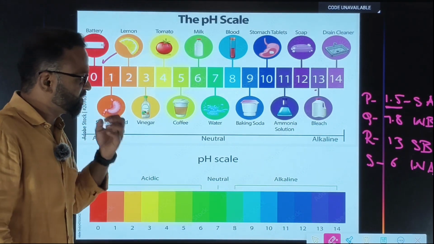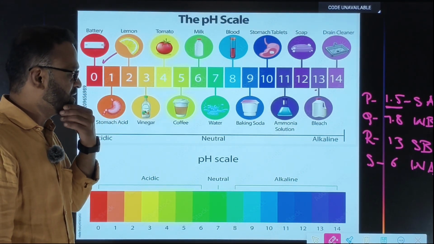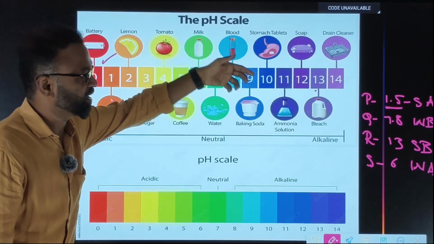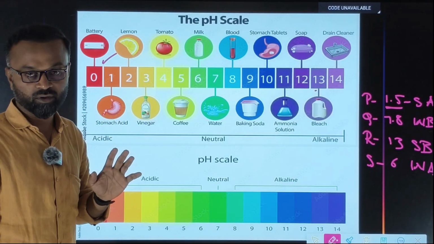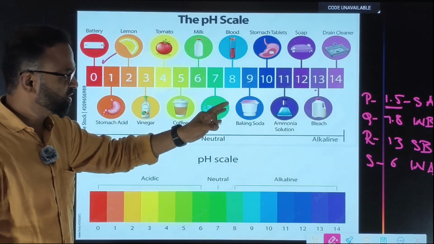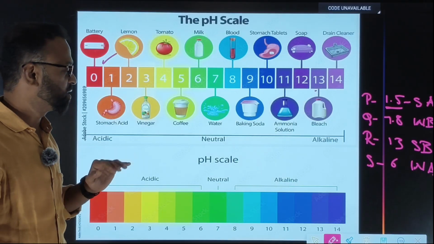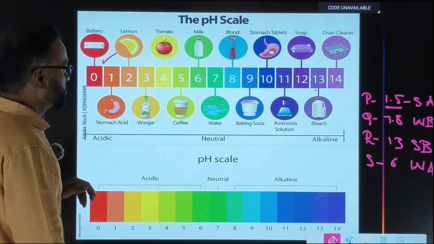While writing the answer, sometimes I have seen in answer sheets, if they ask which is a strong acid, students will not write solution P. Instead of that, they will write 1.5. It is wrong. They are asking the name of the solution. Already they give the names P, Q, R, S. You should mention that only. Okay, so remember that.